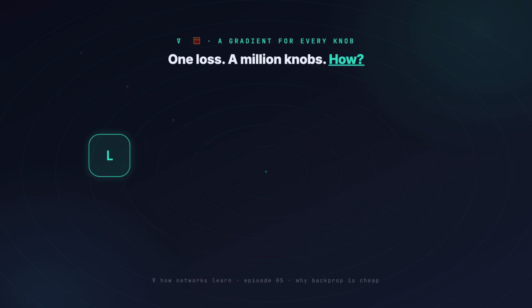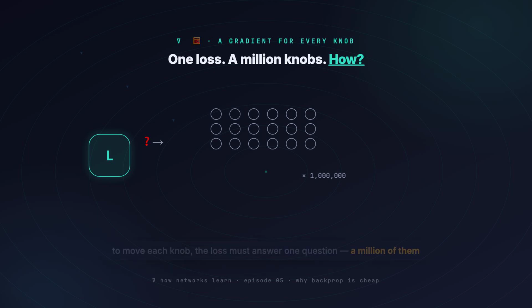Start with the naive picture because it's the one almost everyone draws in their head first. You've got a loss and you've got a million weights. To know how the loss responds to weight number 1, you nudge it a tiny bit and rerun the whole network. Then weight number 2, nudge, rerun. The misconception here is subtle and almost reasonable. A gradient is a million separate questions, so it must cost a million network runs. If that were true, training would be a million times slower than prediction, and nobody would ever train anything. Hold that number in your head, 1 million passes, because we're about to demolish it.